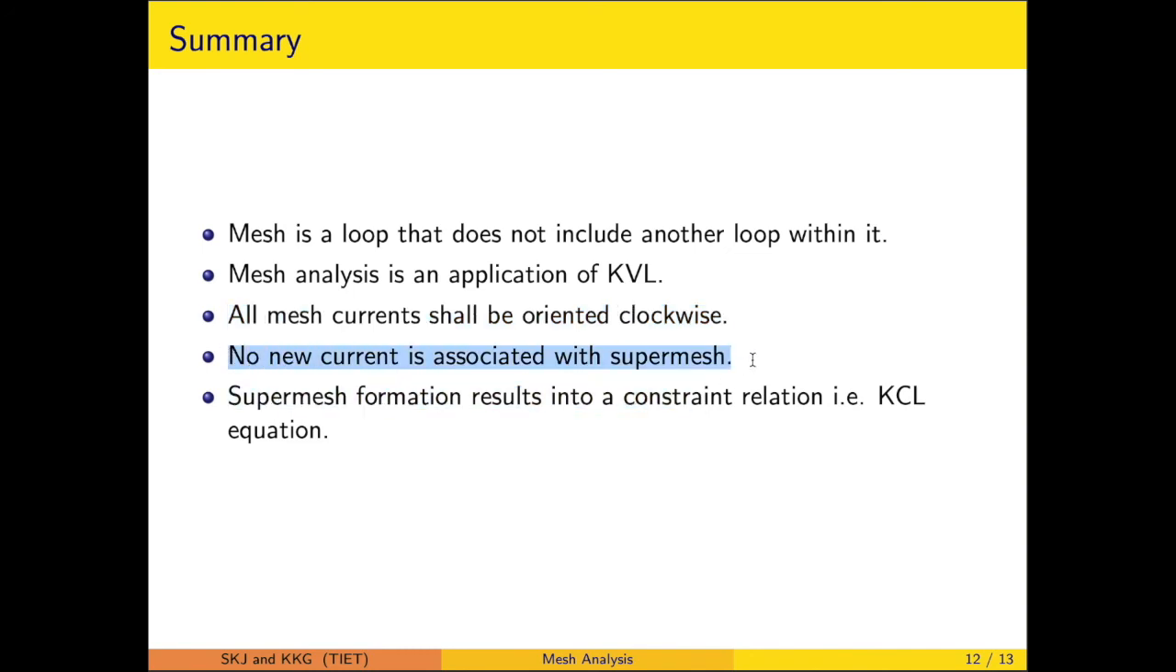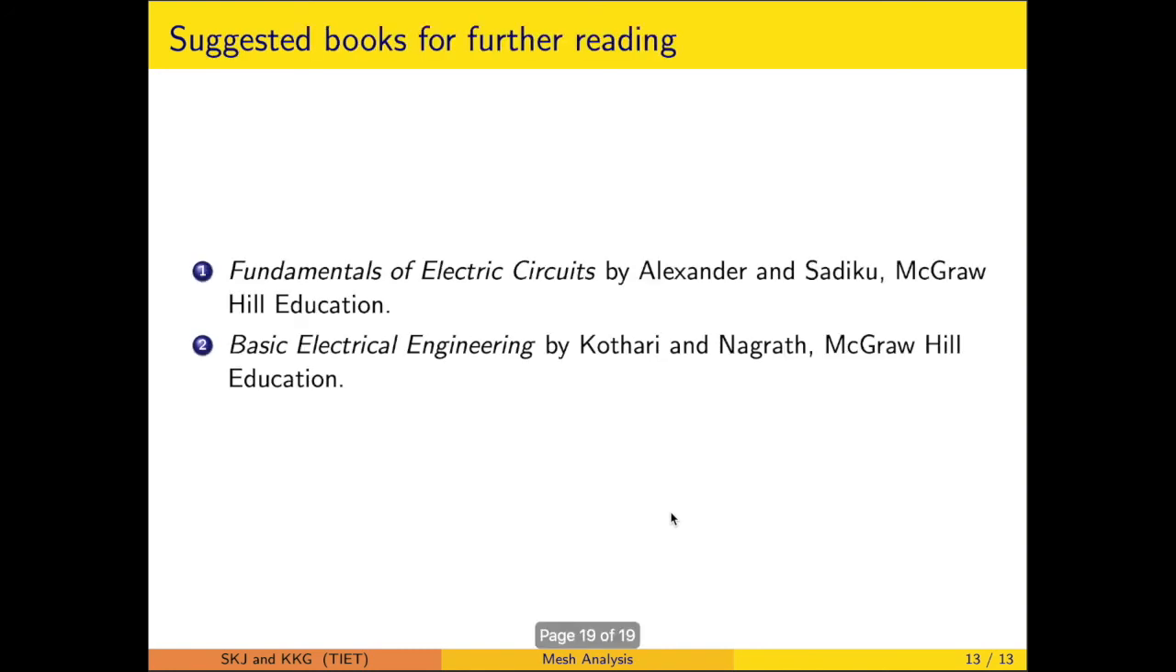For the supermesh, we will not be assigning any new current or orientation. That is important. Now the supermesh is resulting in a constraint equation, and that is a KCL relationship. So carefully we have to sum up these, and for further reading you can refer to these particular textbooks.